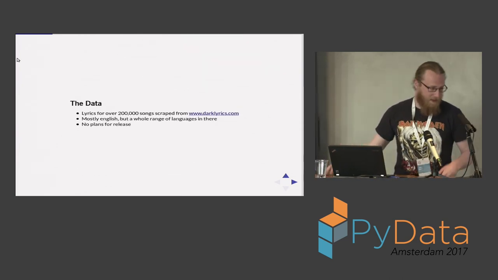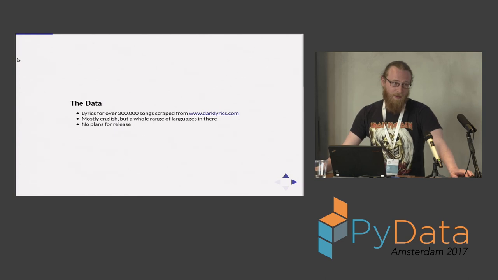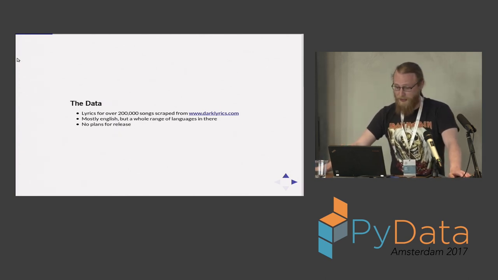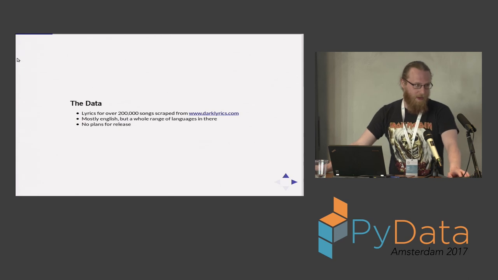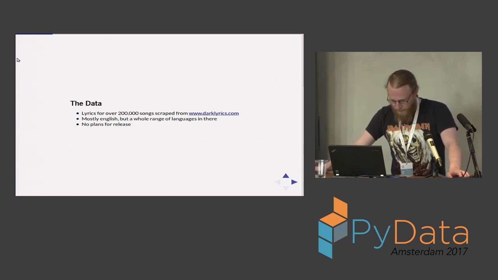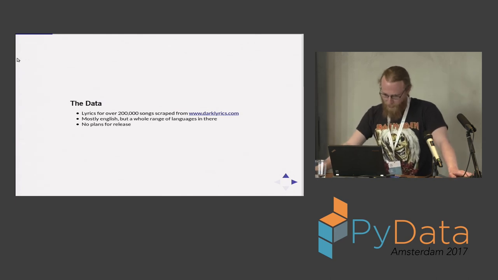The data set itself came from the website darklyrics.com, which is just a lyric site centered around heavy metal. I scraped it all. In the end, it came to about 200,000 songs, of which about 110,000 were English. What you find is there are a lot of songs that switch between languages as well. So that's something we'll encounter later on.